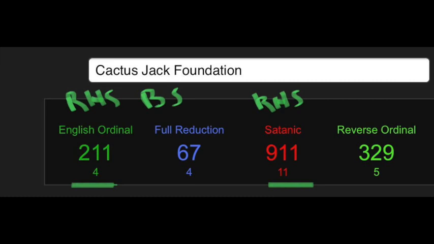Do you believe in coincidences, people? They are shoving this down our throat. Cactus Jack Foundation in satanic gematria is 911. And again, in reverse, it's 329, a 293. This ritual human sacrifice, 911, 211. Then it has a 67 in the most pure cipher.